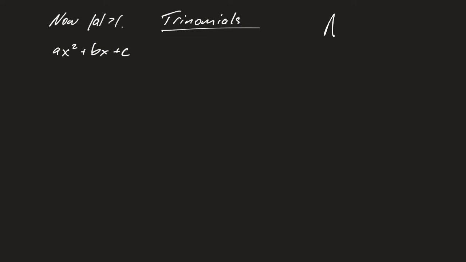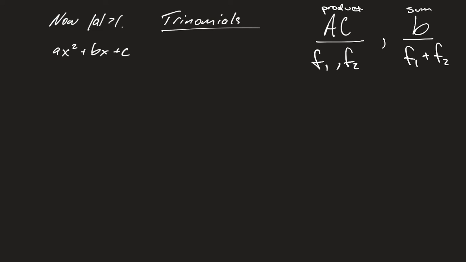So we're going to do the AC method, which means we take the leading coefficient, A, and multiply it times the constant C. And we are going to look for the factors of this number, and they need to add up to B. So this is the sum of our factors, and this is the product of our factors. I would have factor 1 and factor 2, and over here I would have my first factors, and I'd be adding them together.